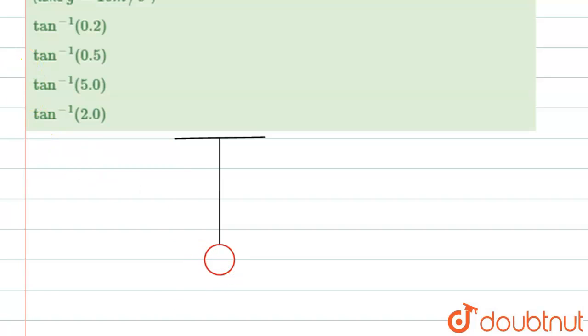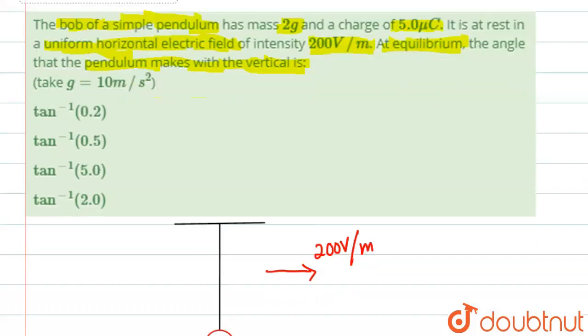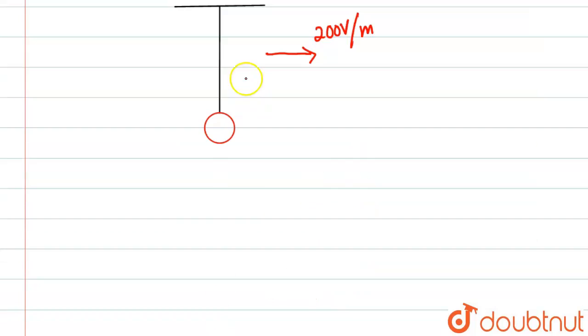Now you can understand that the electric field is in the horizontal direction. Let's suppose it is in this direction, which is 200 volts per meter. You can see in the question it is given as 200 volts per meter. And the bob's mass is 2 grams. That means downward there will be an mg force, and there will be a tension force upward, but there will also be an electric force.